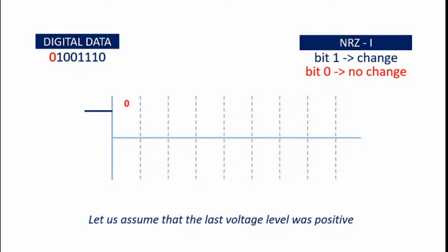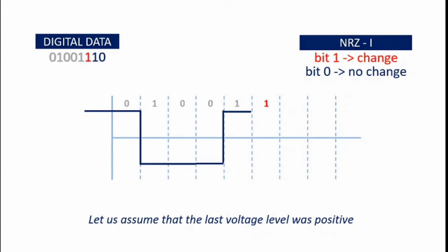Now for bit 0, we know that there won't be any change in the signal level, hence the signal will continue at positive level. Next, for bit 1, there has to be a change in the signal level. Since the current level is at positive, we will now draw the signal at negative. Next bit is 0, which means no change, and hence we continue at negative level. Again we have bit 0 and we continue at negative level. Next bit is 1, so now we move from negative to positive.